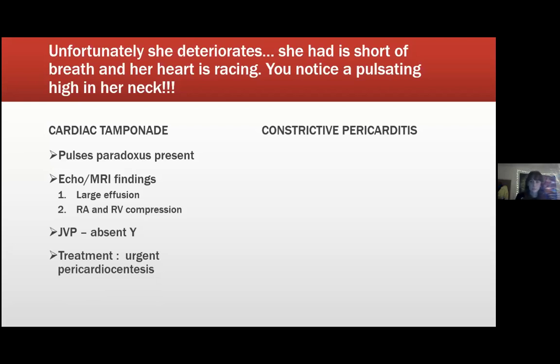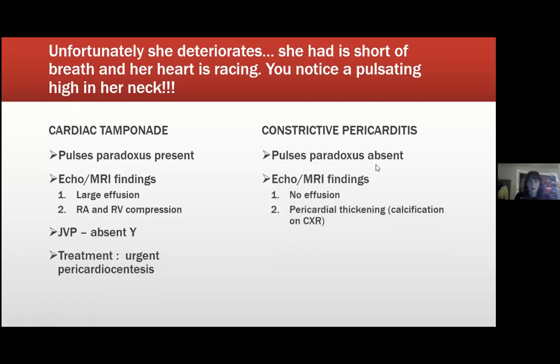So constrictive pericarditis is similar, but the pulsus paradoxus is absent, so you're not going to get that fall in blood pressure when she breathes in. You're not going to find an effusion on echo or MRI. But on MRI, you might see pericardial thickening, and on chest X-ray, this shows up as calcification. So that's calcification of the pericardium. On the JVP, the X and the Y waves are present, and the treatment is pericardial stripping. So you basically want to release the pressure on the heart by taking away a bit of the pericardium.